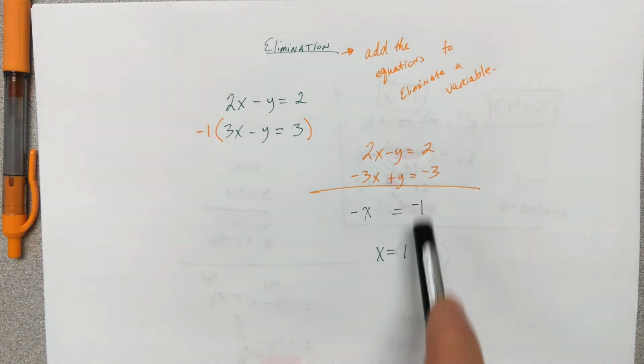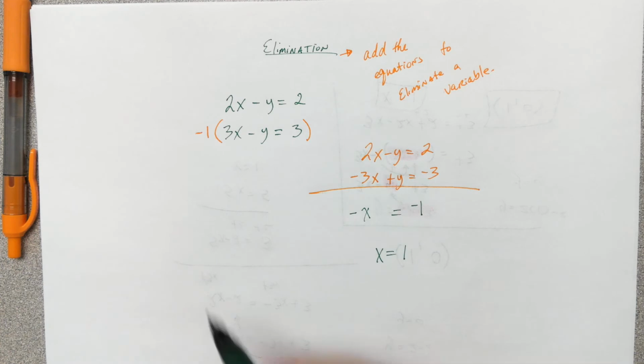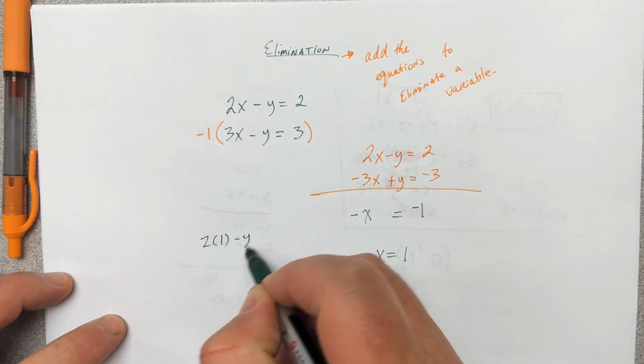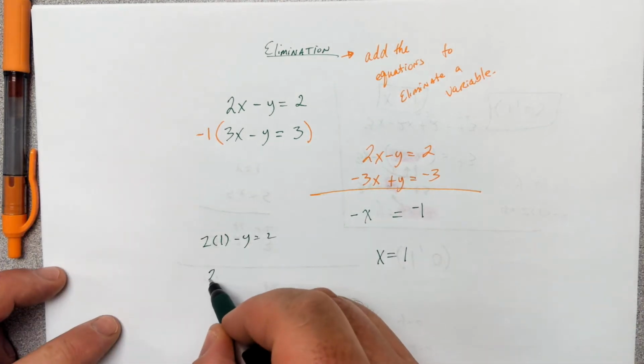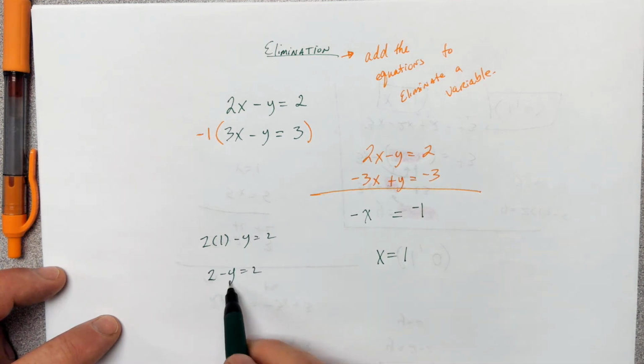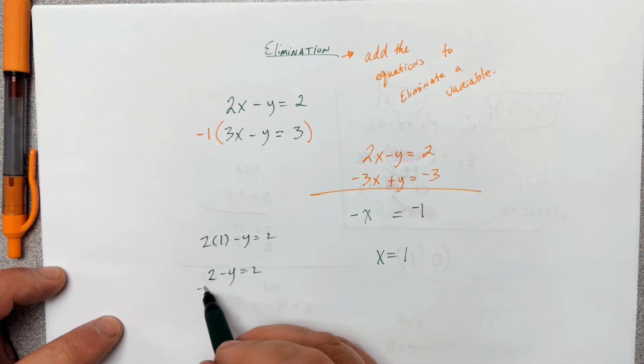Now Ernesto, after you get your x, you plug it in to find the other, right? So you would do 2 times 1 minus y equals 2. So 2 minus y equals 2. That has to be 0, because 2 minus 0 is 2, right?